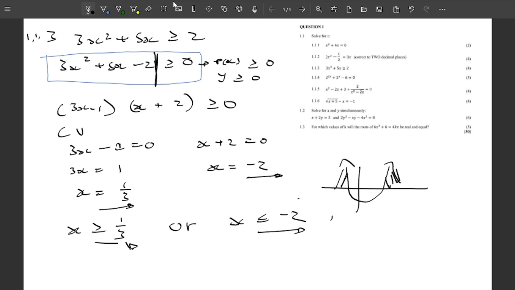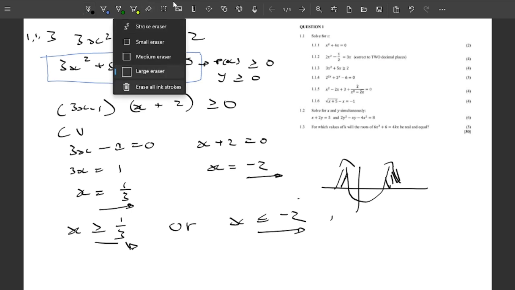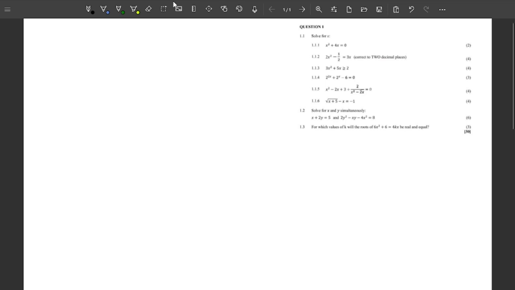Now let's come to the next question, which is 1.1.3, and it states, 1.1.4, I mean, it's 2 to the power 2x plus 2 to the power x minus 6 is equal to 0. Now for this one, you can do it in many ways, but primarily I would like us to use the K method because I think it's much simpler and everyone can understand it.